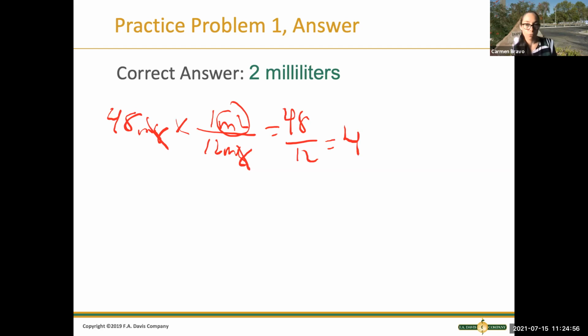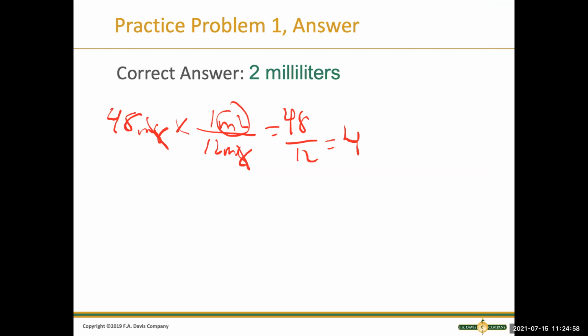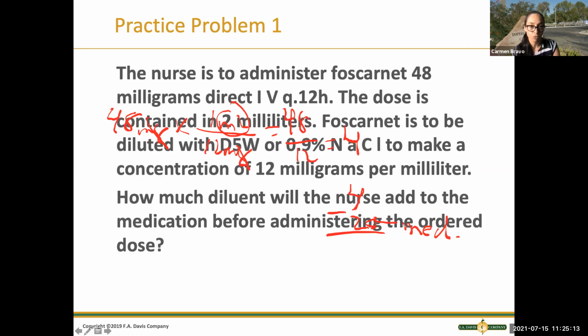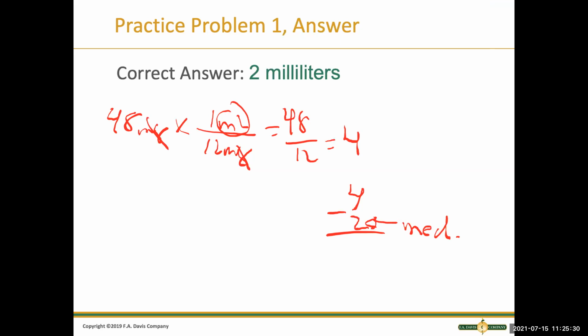So out of those 4, remember that you have to divide it by 2, or you can deduct the 2 mLs of the actual medication. Because remember that the 48 milligrams are already in a 2 milliliter vial. So you're going to deduct, and that would give you 2. So that means that for every 12 milligrams, you would dilute it in 2 mLs.